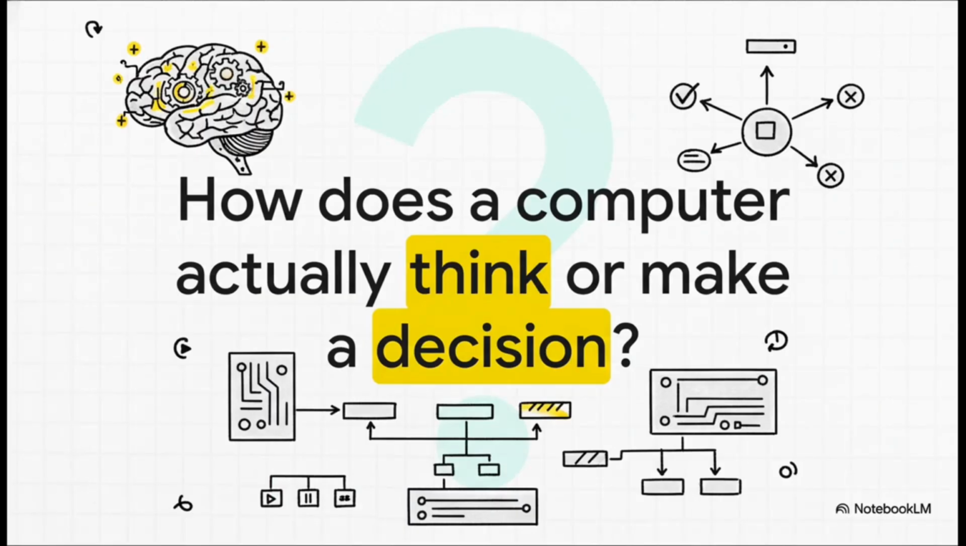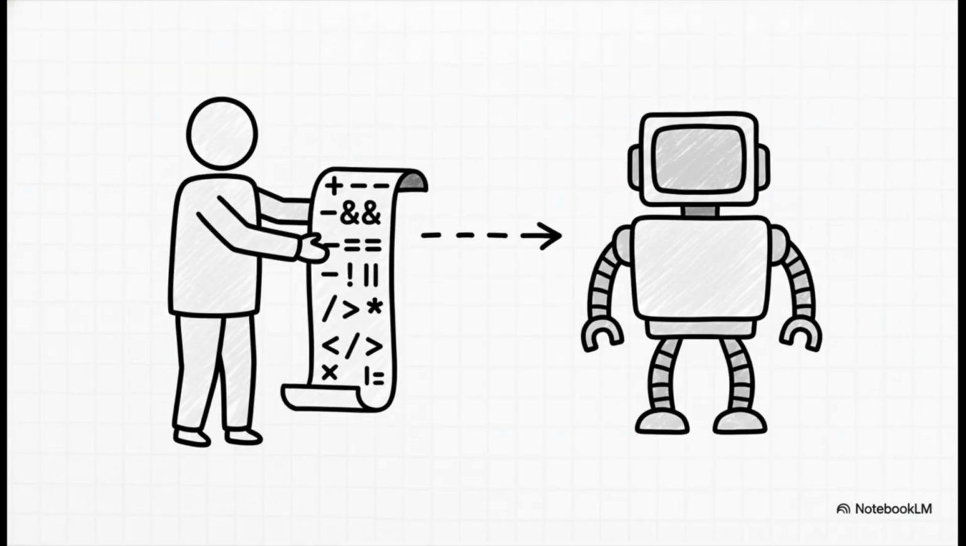Okay, let's kick things off with a big question. When you see a program react to what you're doing, or choose one path over another, how is it actually thinking? I mean, how does it make a decision? It can feel like some kind of magic happening behind the screen, but the secret, well, it's surprisingly simple. And here's the answer. It doesn't. A computer doesn't think at all. Not in the way we do. It just follows our instructions with perfect, lightning-fast obedience.